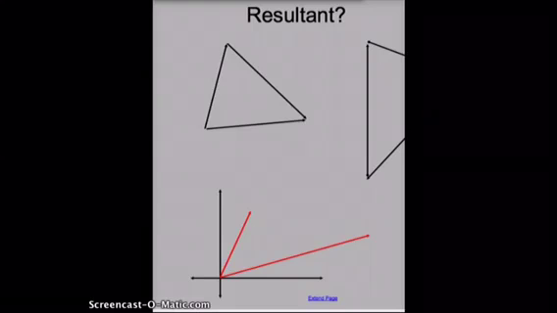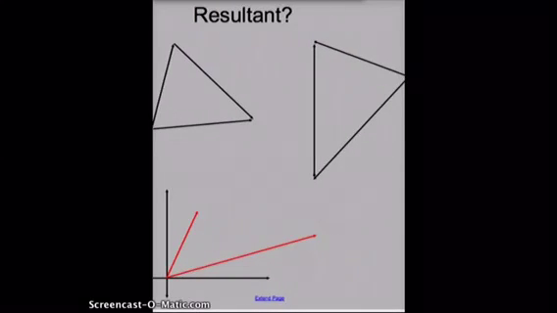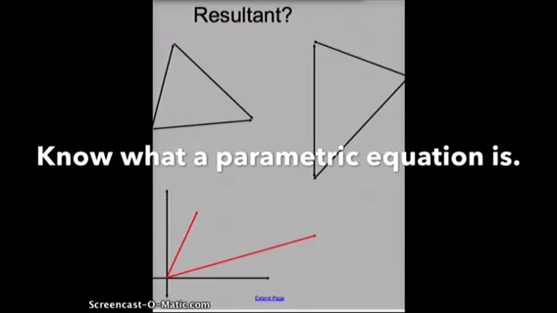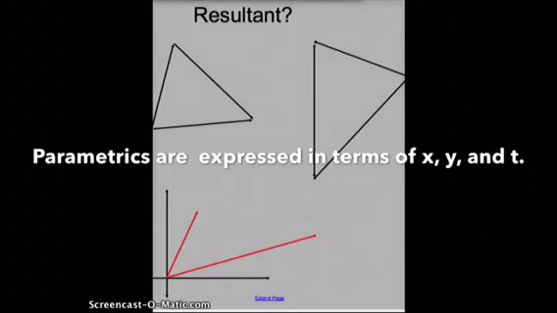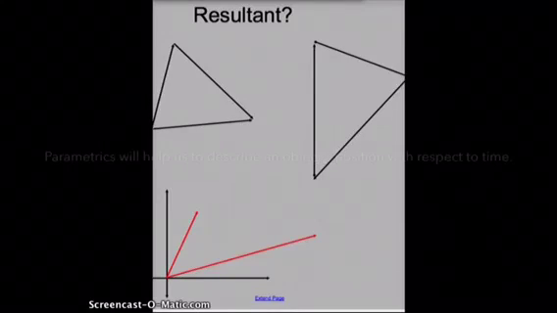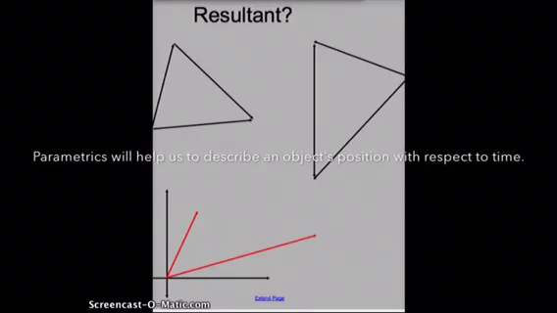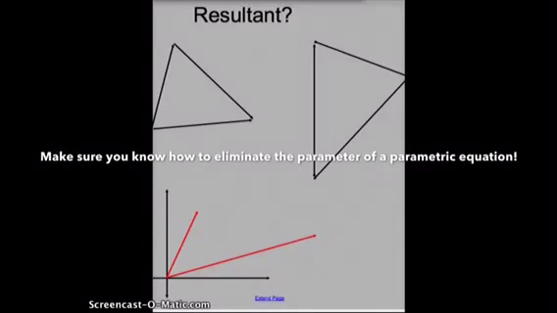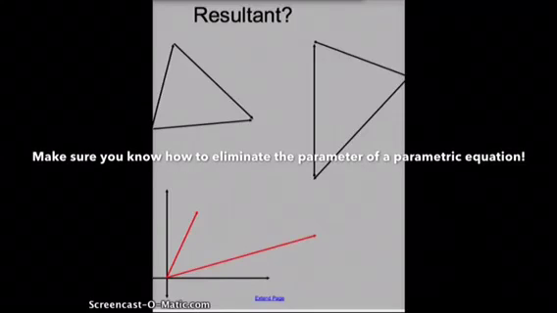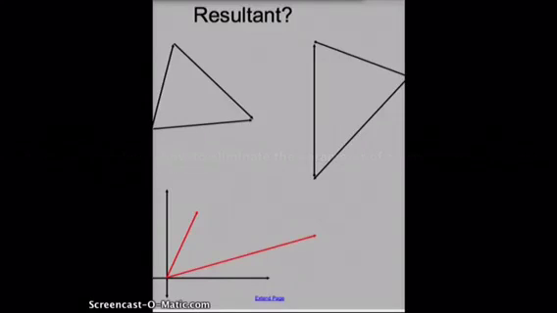I only have a few seconds left. I wanted to talk about resultant, but it seems like this is what we're going to have to pick up next time. So I'm hoping that you have an idea of what a parametric equation is, that it's expressed in terms of x, y, and t. It allows us to describe motion with respect to time, and I mean it allows us to describe its horizontal and vertical position with respect to time. Also, I want you to be able to eliminate the parameter on various equations. That is it. We'll pick up in class next time.